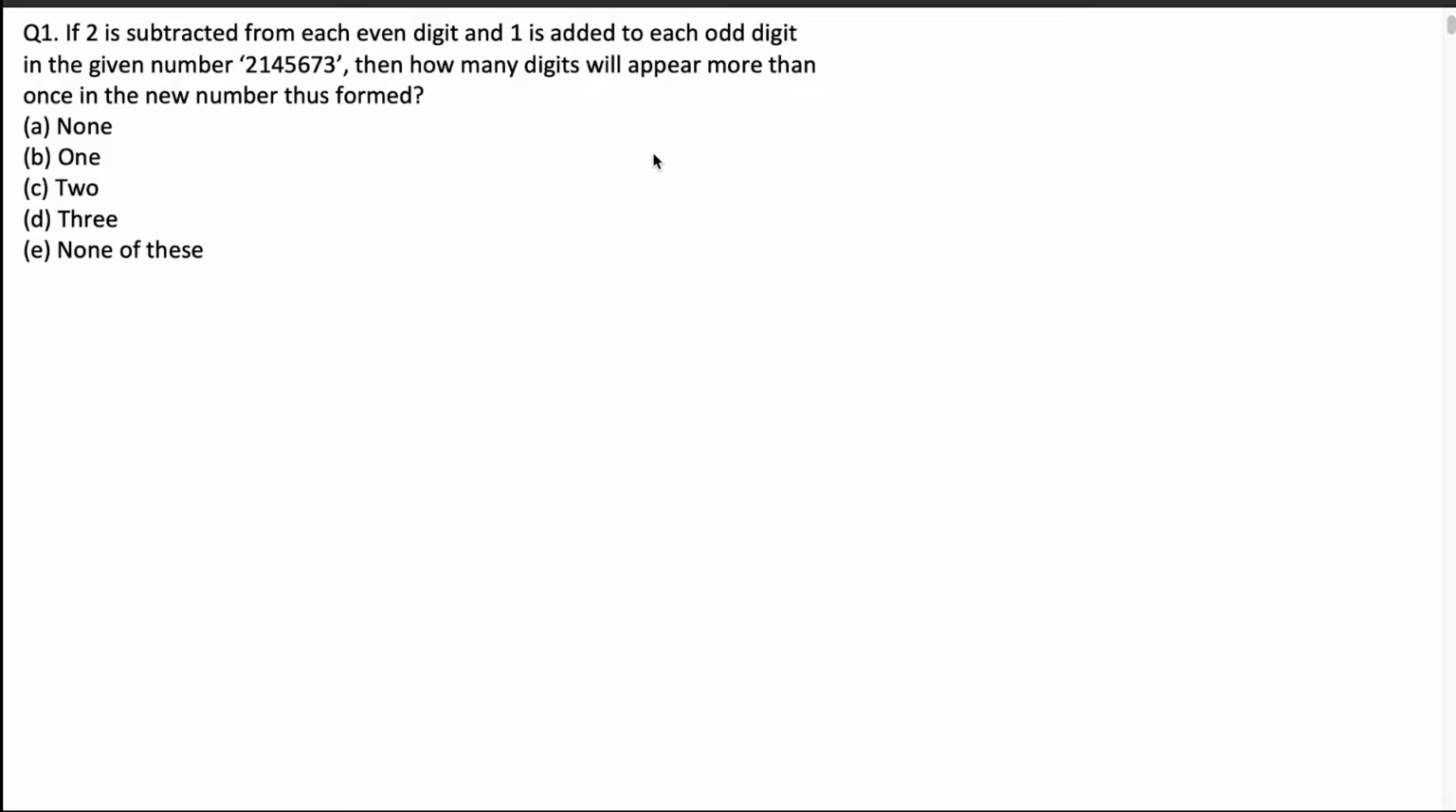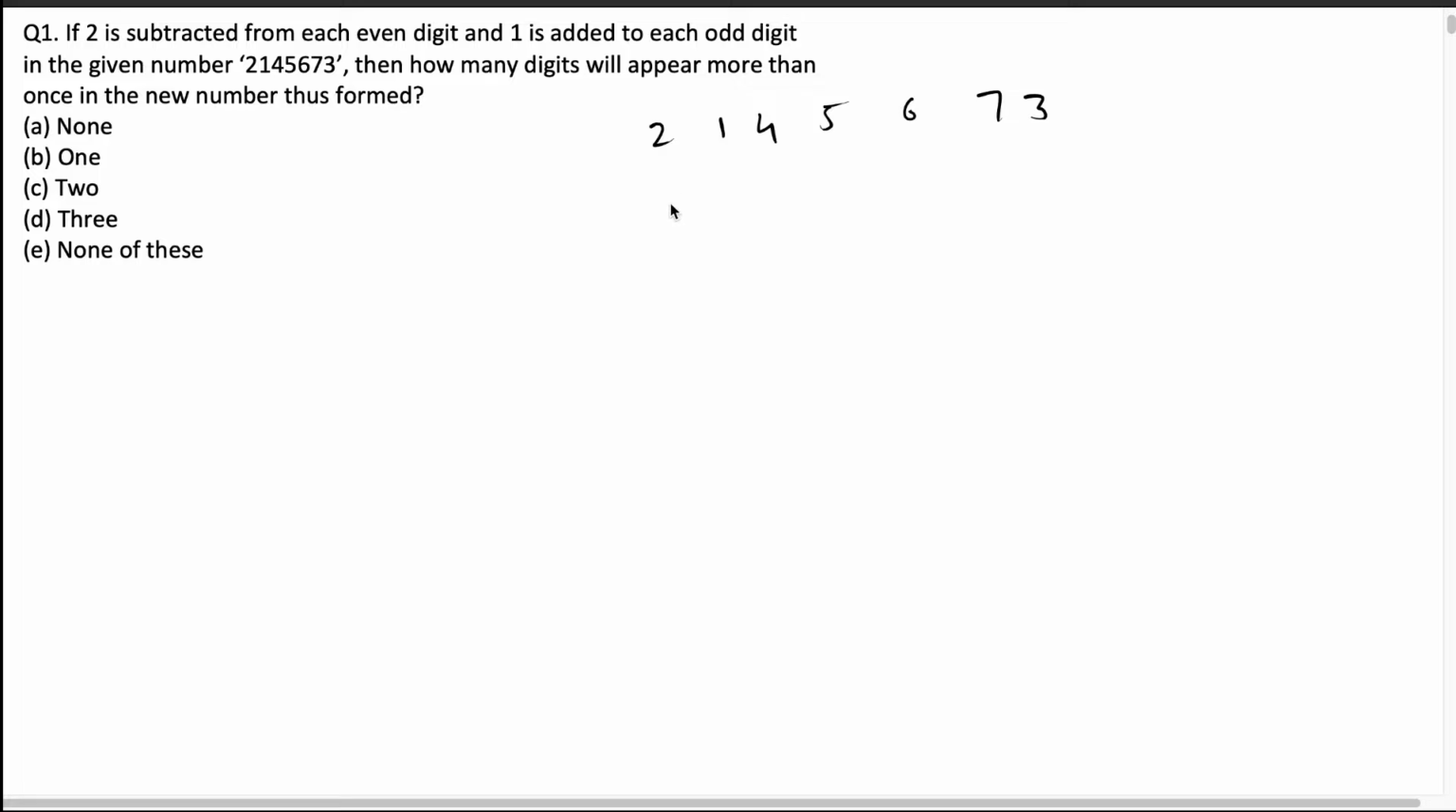Question number 1. If 2 is subtracted from each even digit and 1 is added to each odd digit, in the given number 2, 1, 4, 5, 6, 7, 3, then how many digits will appear more than once in the new number thus formed? So you have to subtract 2 from every even digit.